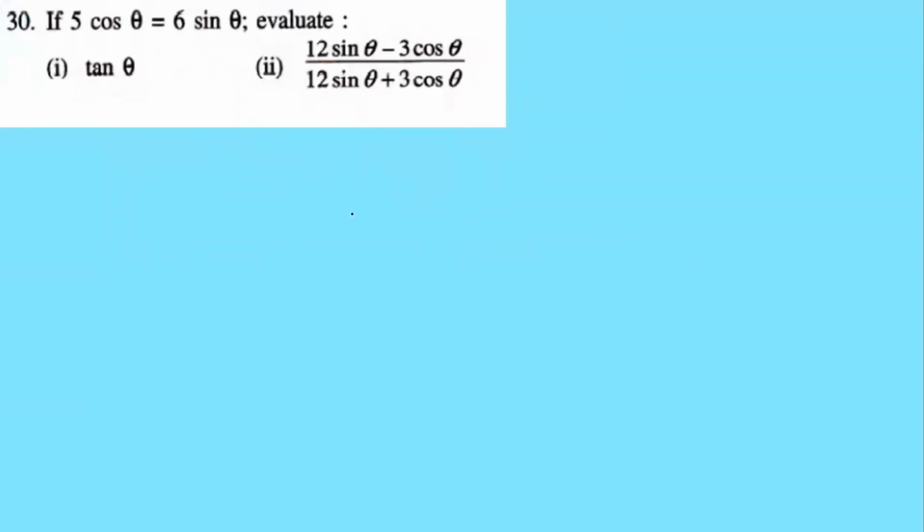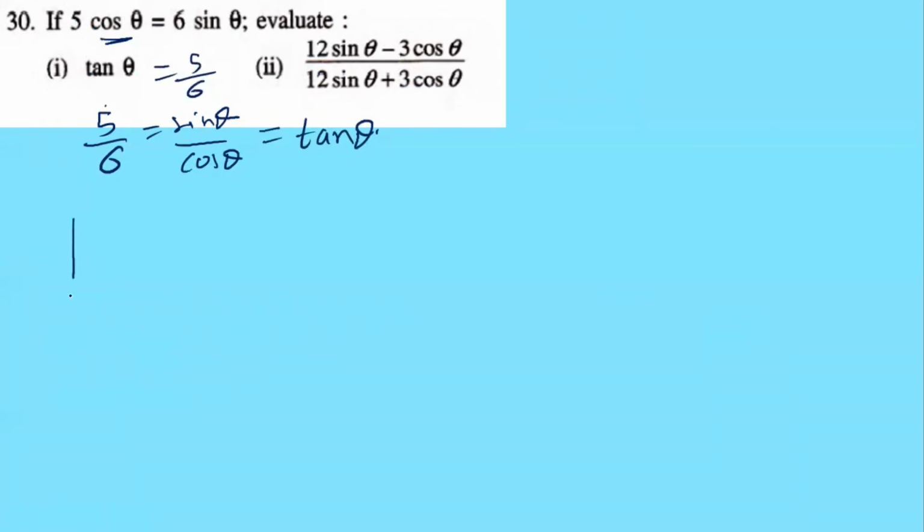Last question of this exercise. So if 5 cos theta is equal to 6 sin theta, evaluate 12 sin theta minus 3 cos theta upon 12 sin theta plus 3 cos theta. So 5 cos theta, so let us take this 5 here, let us bring this sin theta, cos theta over here and 6 over here. So we get 5 upon 6 is equal to sin theta upon cos theta. So sin theta upon cos theta is nothing but tan theta. So that is how we get tan theta is equal to 5 by 6.